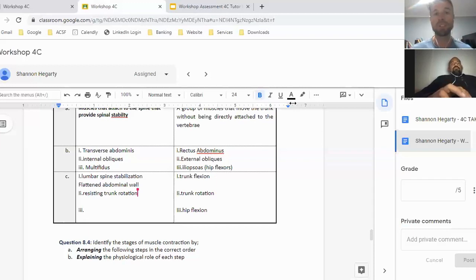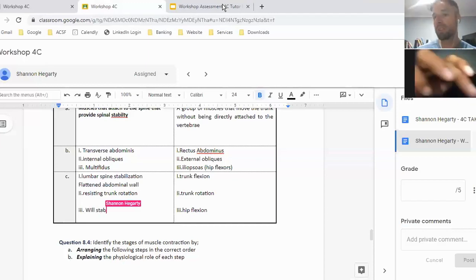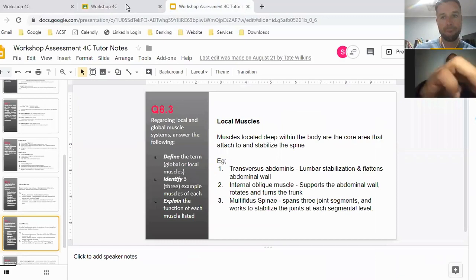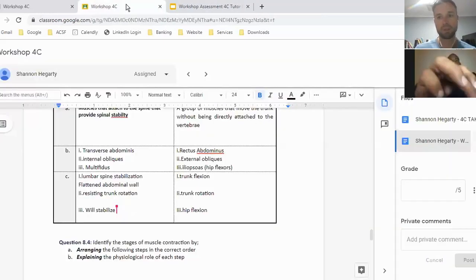Now, what does the multifidus do? Do we know that one? Very similar to the transverse, but it provides segment by segment spine stabilization. It'll stabilize each individual vertebra all the way up. So we'll stabilize the spine segment by segment, or we'll stabilize each spinal segment.